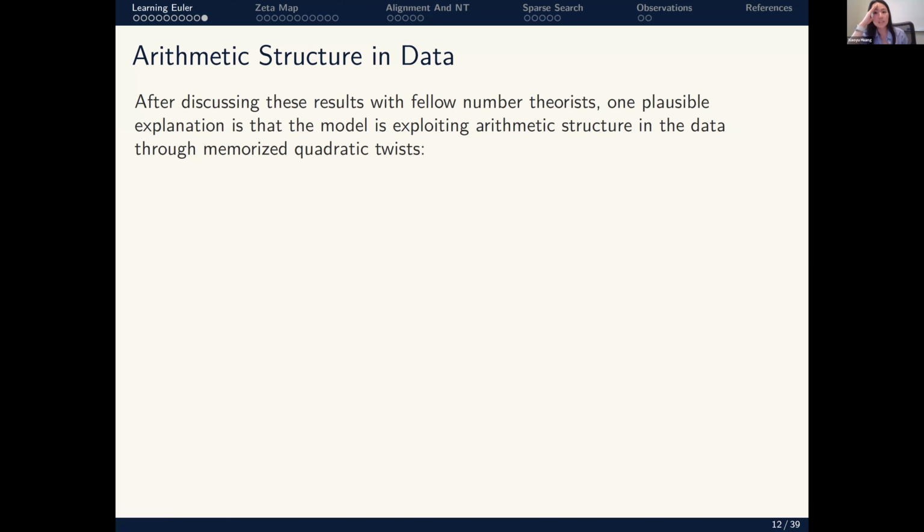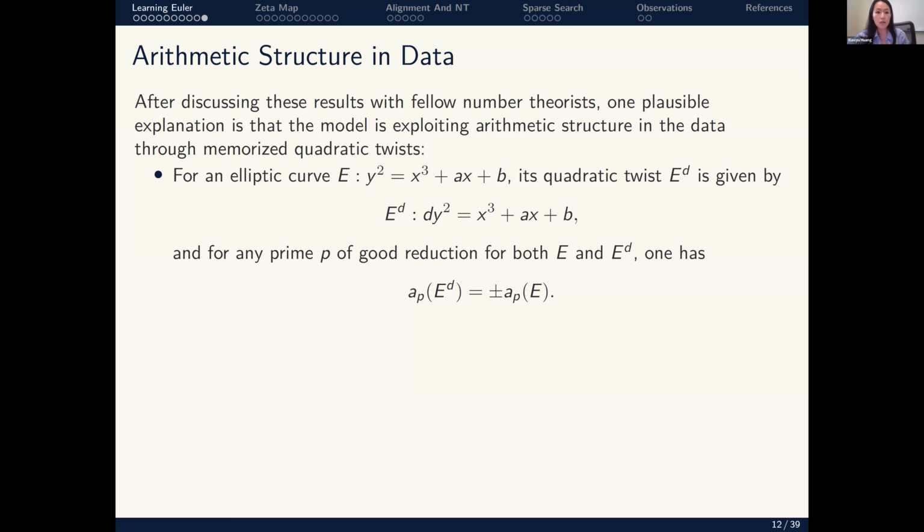model is exploiting the arithmetic structure in the data by memorizing quadratic twists. If you look at a quadratic twist of an elliptic curve, essentially what's happening is that you add a d to y squared. And for many primes that are good reductions for the elliptic curve and the quadratic twist, you will see the AP values are just the plus or minus of the original AP values. And indeed, many curves in our data set are quadratic twists of one another. So that's a possible explanation: just memorizing these sequences, but missing a sign.